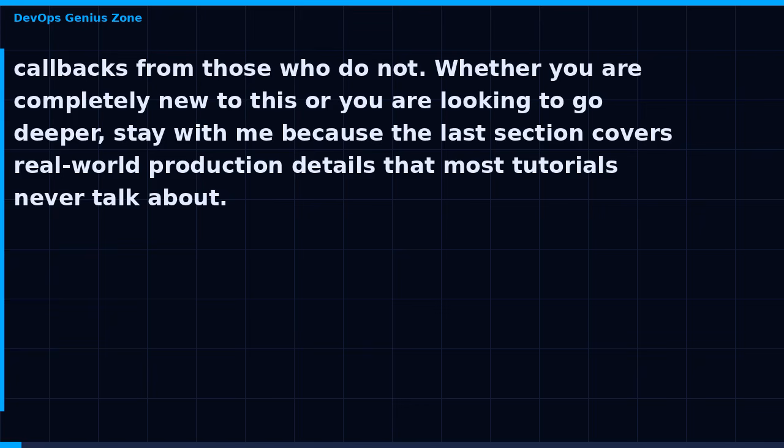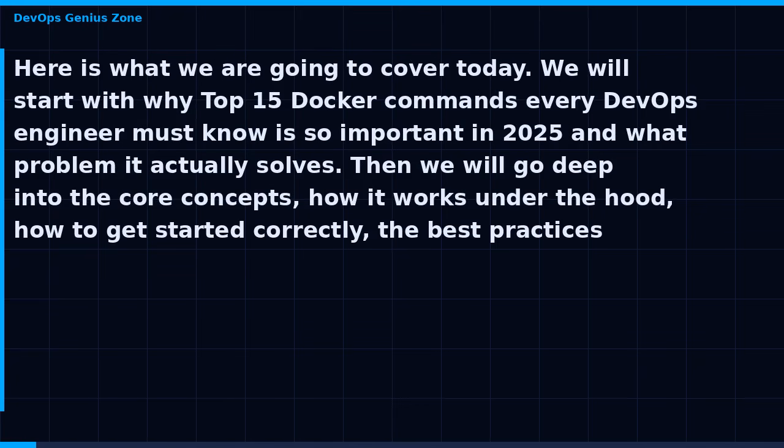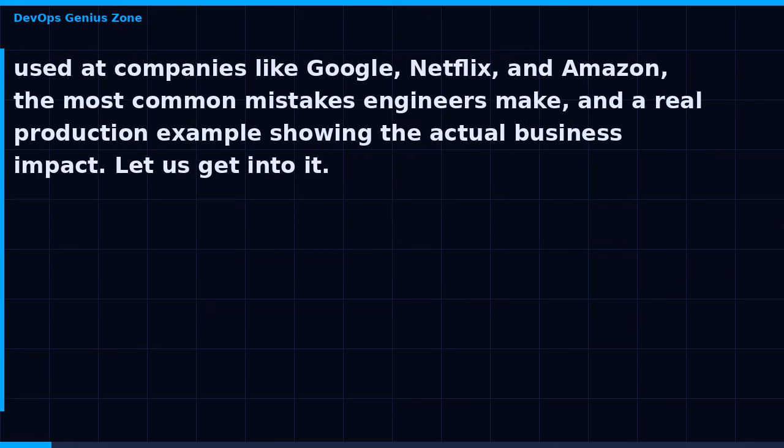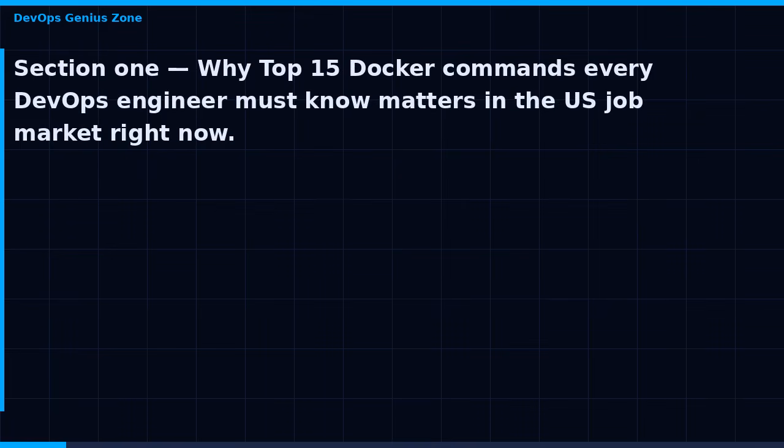Here is what we are going to cover today. We will start with why top 15 Docker commands every DevOps engineer must know is so important in 2025 and what problem it actually solves. Then we will go deep into the core concepts, how it works under the hood, how to get started correctly, the best practices used at companies like Google, Netflix, and Amazon, the most common mistakes engineers make, and a real production example showing the actual business impact. Let us get into it.